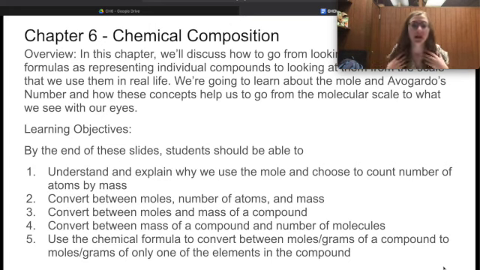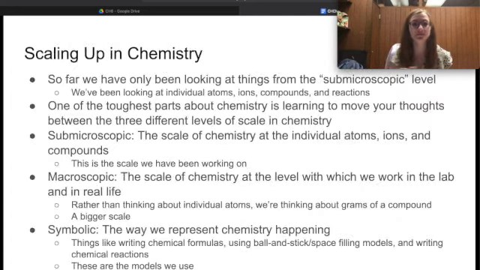So here are your learning objectives for Chapter 6. Basically, it's a lot more unit conversion, just like Chapter 2 was. So it should be something that's pretty familiar to us. We're just going to learn some new conversion factors.